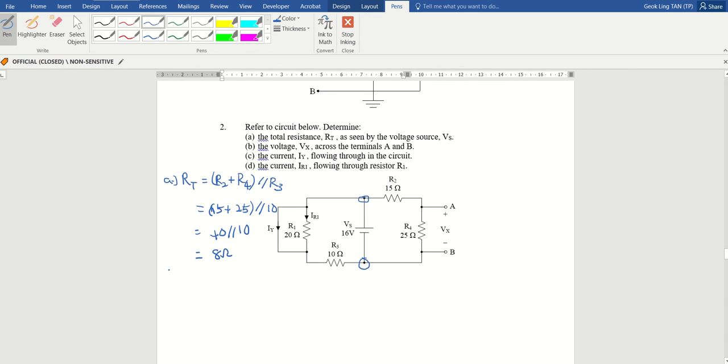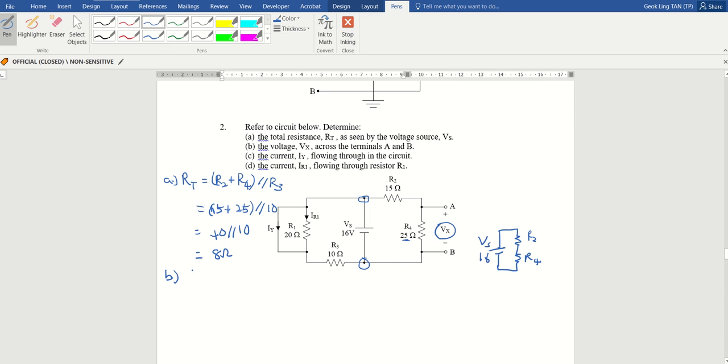Then part B, you're asked to find Vx. This is Vx, the voltage drop across R4. Now you know R2 is in series with R4, and there's this voltage supply of 16 volt. So you have R2, R4, and then this is Vs, 16 volt, if you look at only the right hand side.